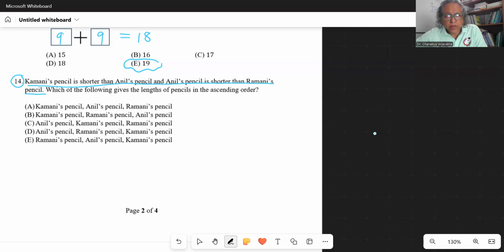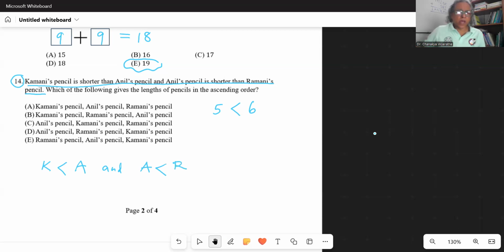If you know this symbol, this means less than, right? So 5 is less than 6. So we use that symbol to say something is less than something, numbers. So here, I will not write Kamani's pencil, I'll simply write K. Kamani's pencil is less than Anil's pencil, and Anil's pencil is less than Ramani's pencil. So this is my shorthand: K is less than A and A is less than R. Then of course K has to be less than R, right?